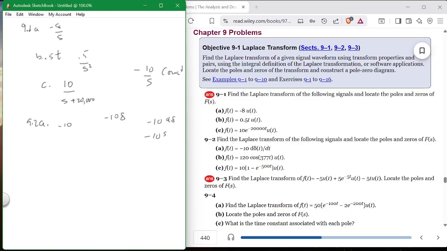That's just u of t, right? That's this one right here. So that's like a step function. What's the derivative of a step function? The delta function, okay? What's the derivative of the delta function? The double delta function, whatever that is. I have no clue. What's the derivative of that? I do not know. I don't think anybody knows. But theoretically, it would be minus 10s.